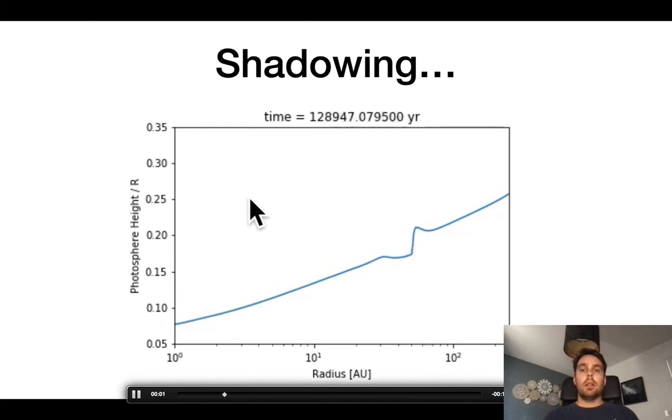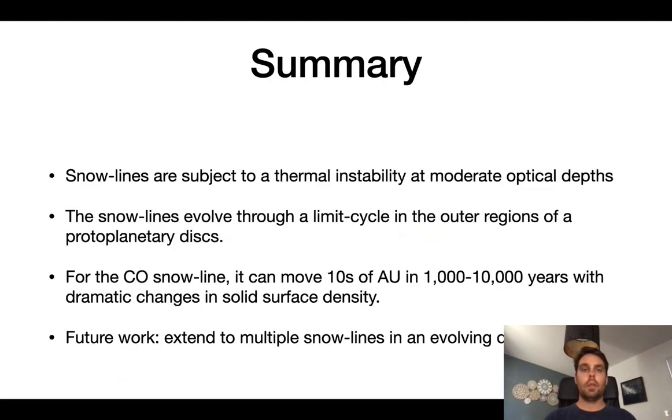Now, these moving snowlines also cause shadowing, repeated shadowing of the disk. So this is a plot of the photosphere height as a function of position. So any point where the photosphere goes down as you go out is going to be shadowed. So this can introduce extra temperature structures from this shadowing in the disk, and perhaps multiple rings.